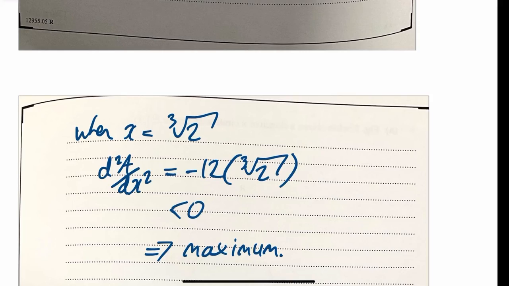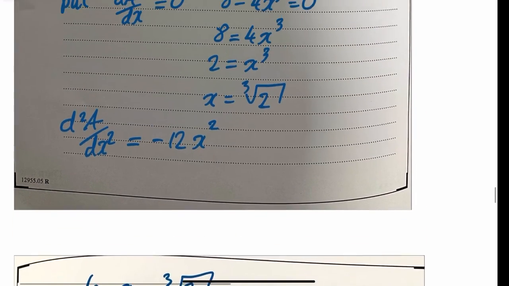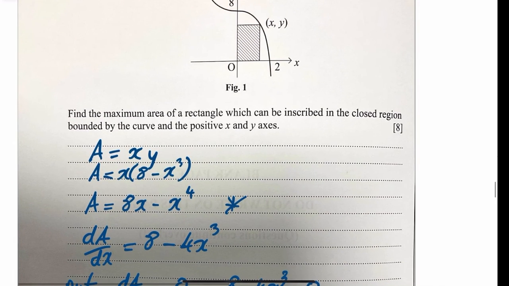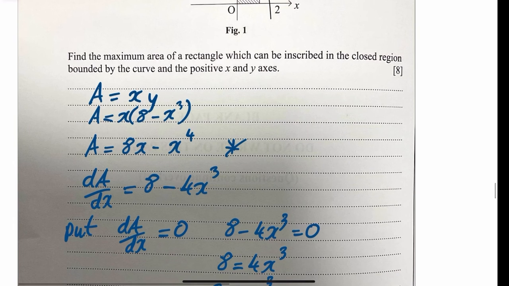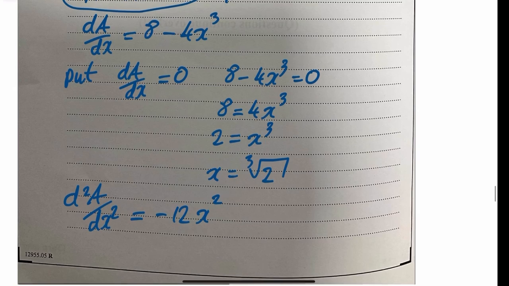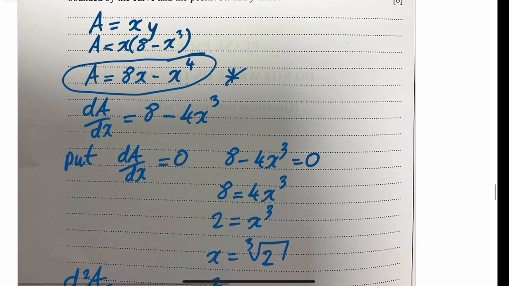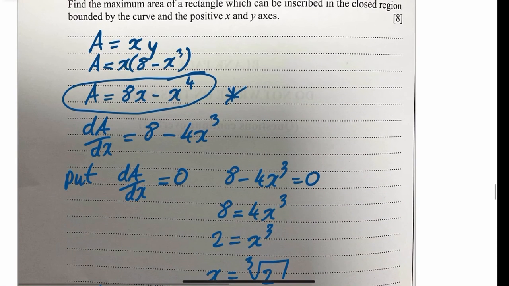Okay, read the question again, see if we've done it. We know it's a maximum, but it says find the maximum area, so we're going to have to put your x value into an equation to find your area. Actually, I'll not put it in that equation at all. I'll put it into the one above that. I'll just highlight it. This equation here would be the one I'm going to put it into.